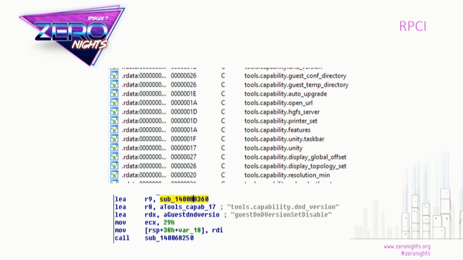If you want to know which RPC commands are available, you can start by reverse engineering VMware-VMX and just dumping the strings, and you can see the different types of RPC commands that are available. In this case, we took a screenshot here of tools.capability, open URL, HDFS server, things like that. There's a bunch of different capabilities that you can actually trigger from the guest operating system, specifically in the guest RPC interface.